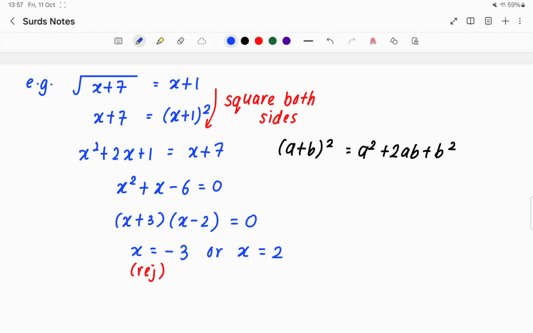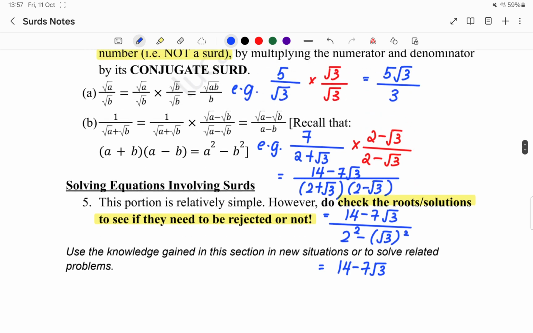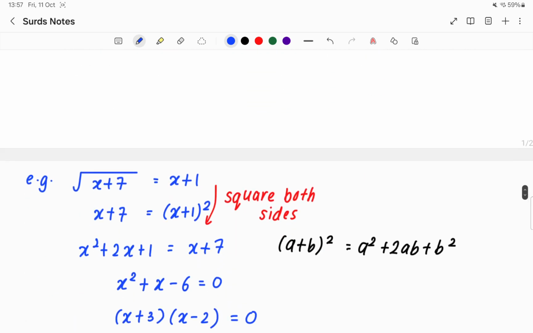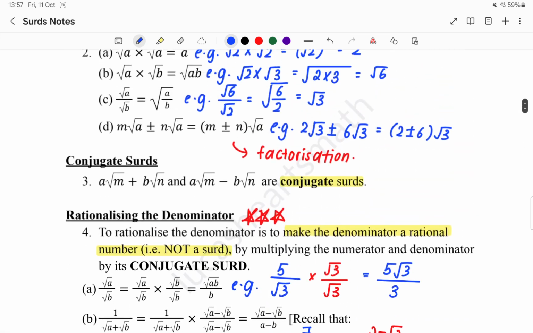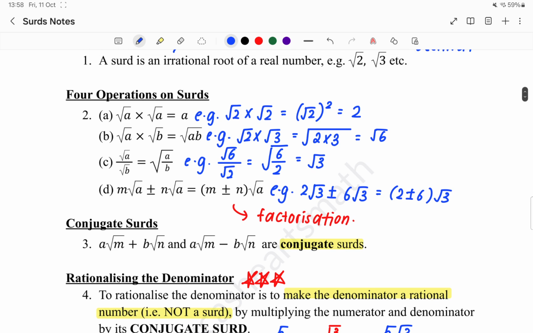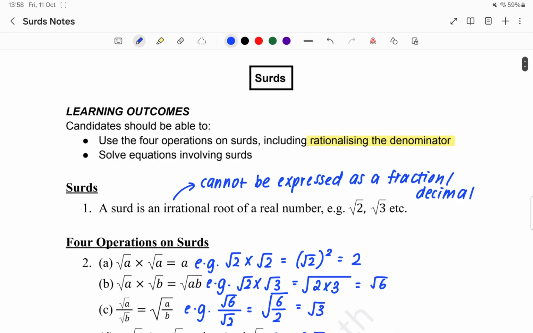So for this lecture, what's important here is rationalizing. So go and learn this up properly, and solving equations involving surds. And operations are quite important as well, because they will merge this type of questions with your indices concepts. So just go and learn it up properly, and this will conclude my lecture on surds.